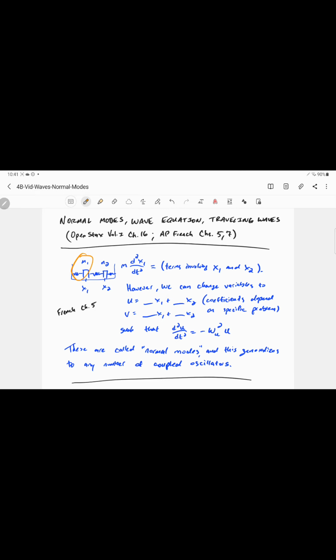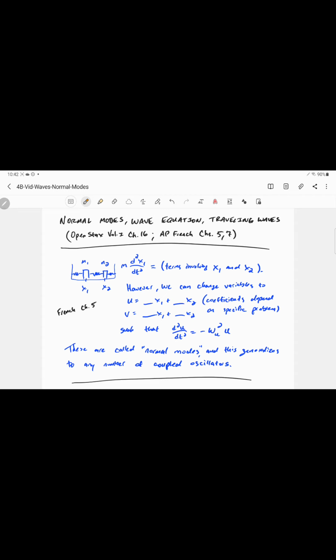But it depends on not only the spring on the left, so not only the position x1, but also how much this spring is stretched or compressed. And that depends on the position of block 2. So in other words, this term right here, the second derivative of x1 with respect to time, involves both x1 and x2. So it's not quite as simple as just oscillations with one mass and one position.